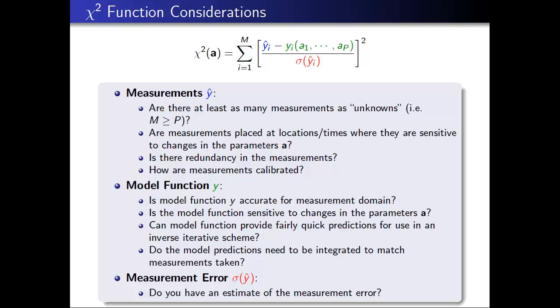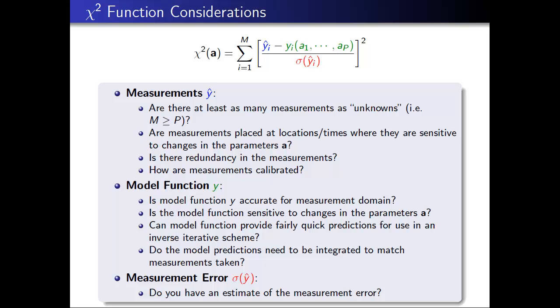Is there redundancy in the measurements? Are there measurements there that aren't adding any benefit or information to determining the optical properties or the parameters that you're looking for? And how are the measurements calibrated? Yesterday you saw how, when you were using the integrating sphere, you calibrated the measurements with, I think, a dark field and total transmittance. And so if that's involved, you have to make sure that you adjust your model function accordingly.